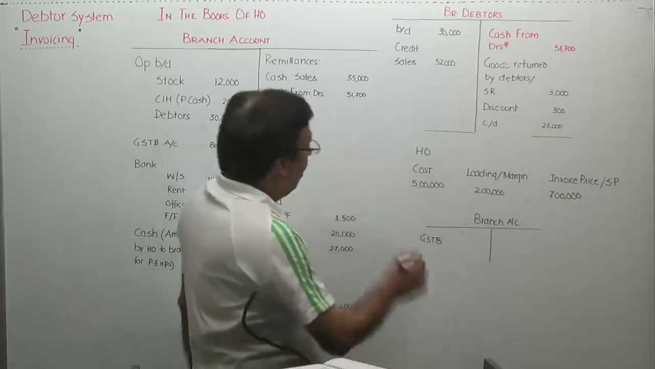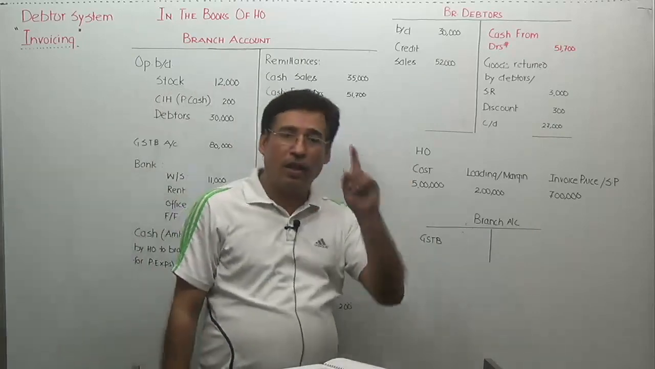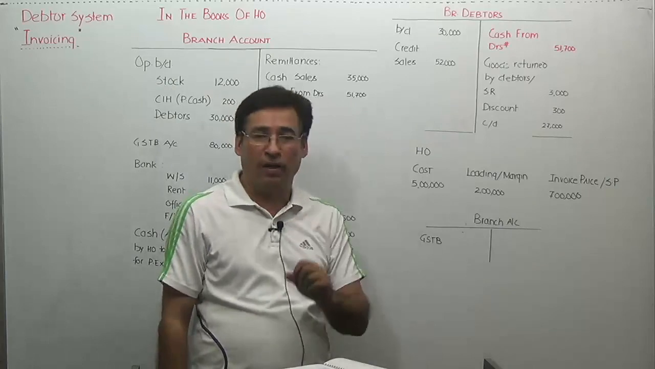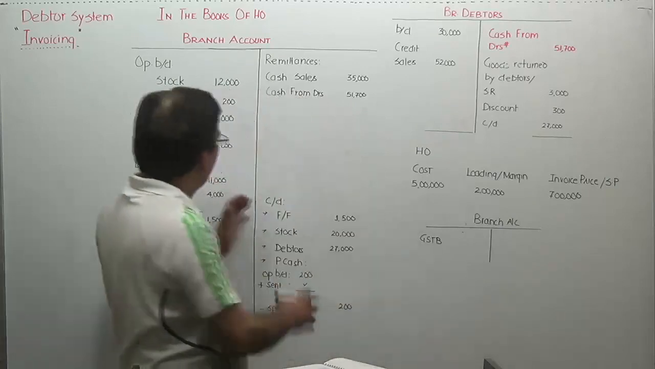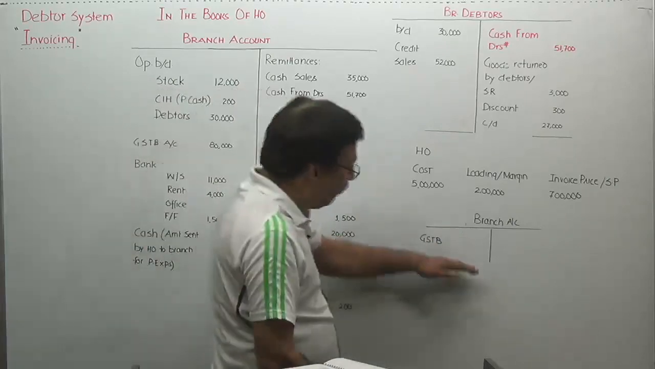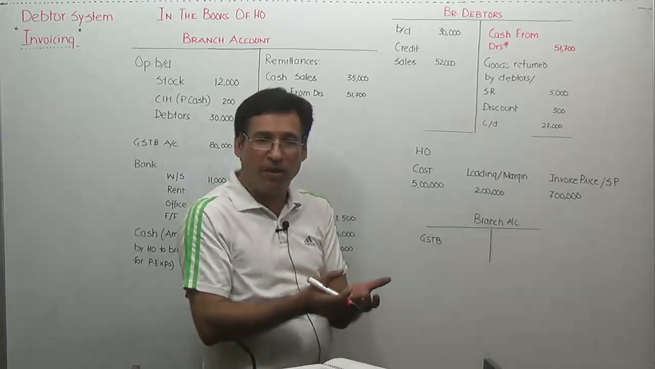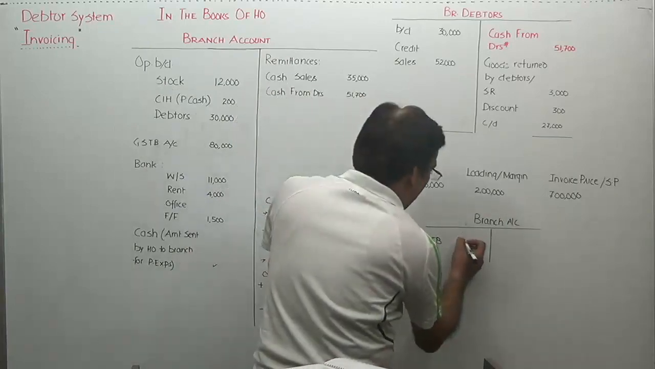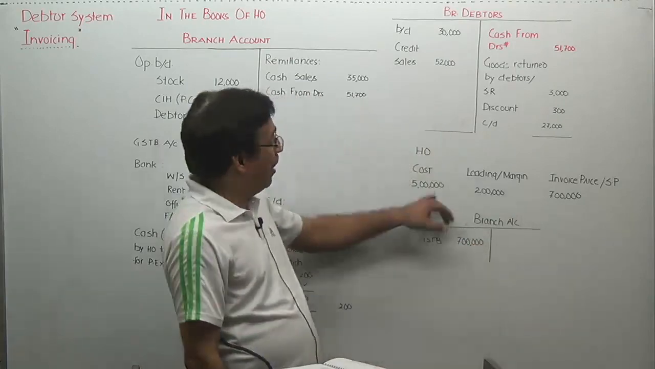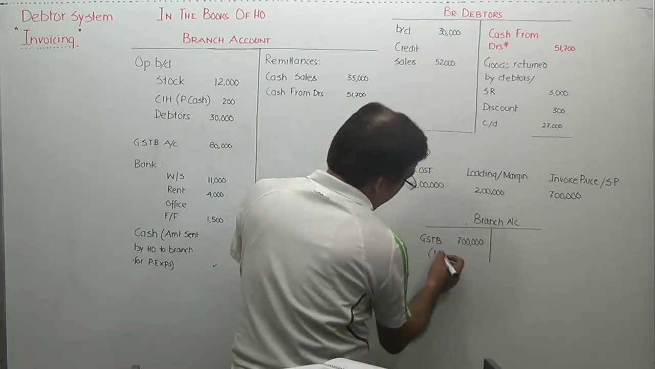Remember one thing, head office is doing the accounting, but it is doing the accounting from the point of view of branch. Don't let it skip again. You are getting my point or not? Head office is doing the accounting from the point of view of branch. So obviously, branch is under the impression that goods worth rupees 7 lakhs have been sent to us. So that is the reason here 7 lakhs will be written. Is it clear to you? Even though the cost price of the goods is 5 lakh, we are going to write here the invoice price. Is it clear to you?